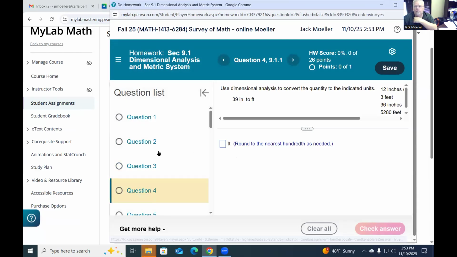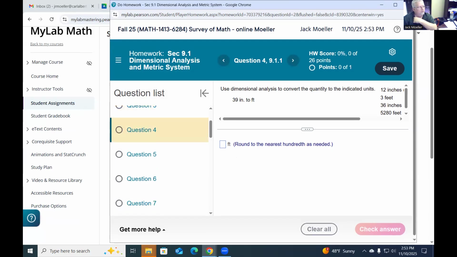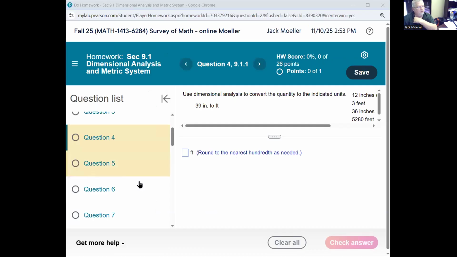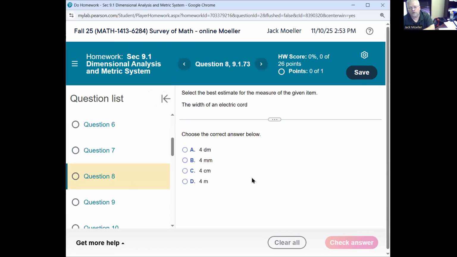Here's the right one. So there's definitely some basic conversions. There are a couple of problems in here. What I was looking for. Oh, this is what I was looking for. If you missed the metric system video, there are a couple questions in here.